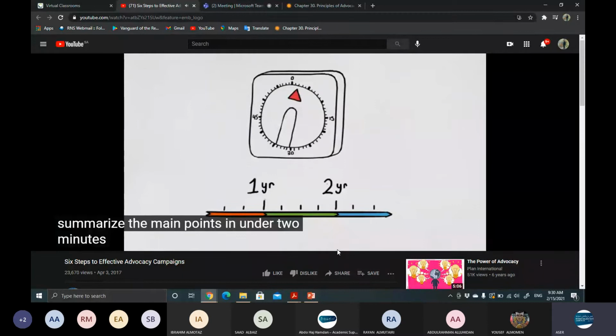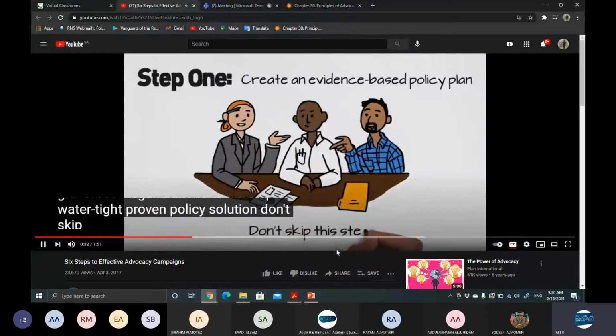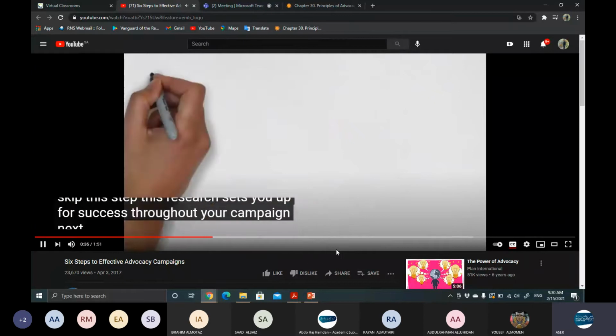Step 1. Create an evidence-based policy plan. This is where you work with local experts and grassroots organizations to develop a watertight, proven policy solution. Don't skip this step. This research sets you up for success throughout your campaign.